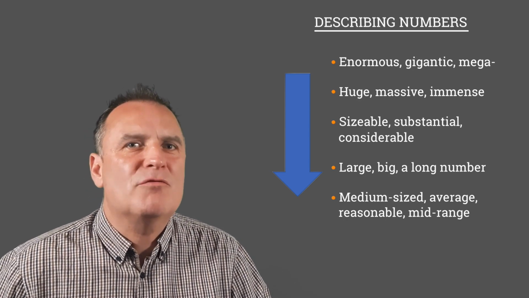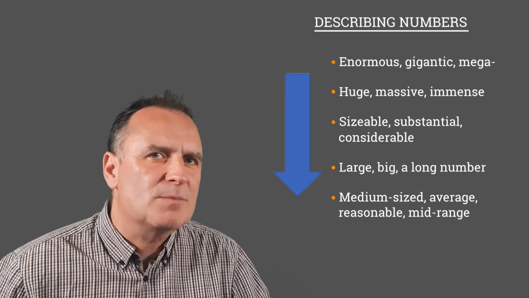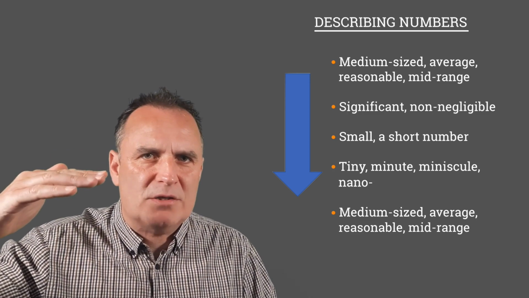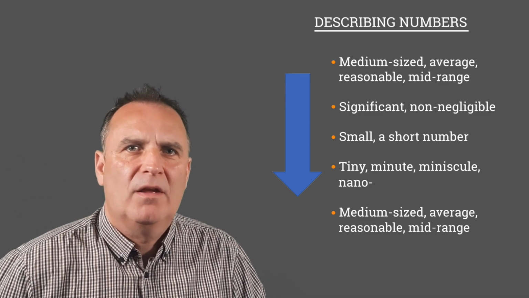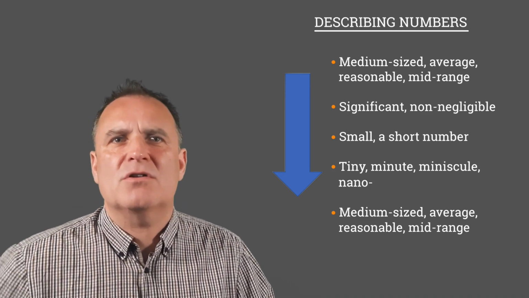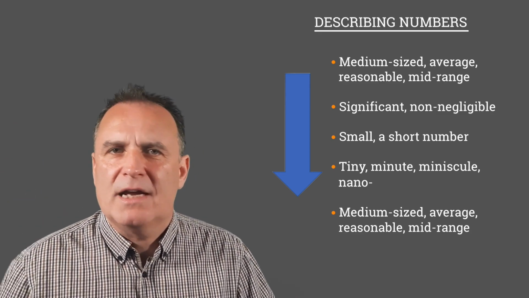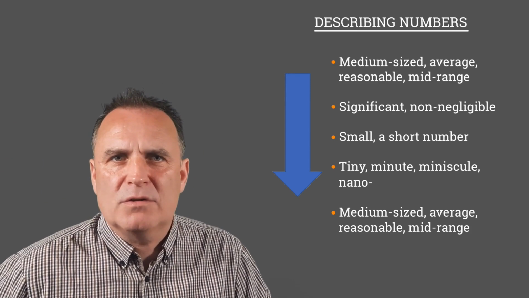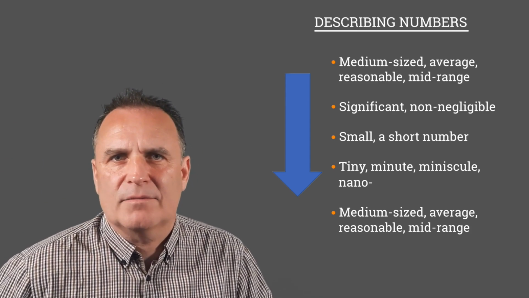Maybe it's a mid-range car. The price is mid-range. It's not so expensive. So coming from the average point of reasonable or mid-range and getting smaller and smaller, we can say, well, listen, it's a significant price. It's not maybe such a big price, but it's significant. It's non-negligible. We can't ignore it. There was a non-negligible amount of accidents, unfortunately.